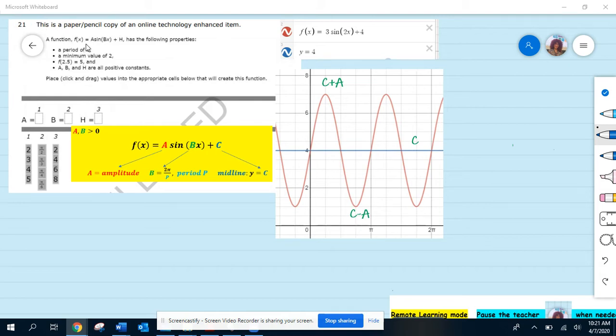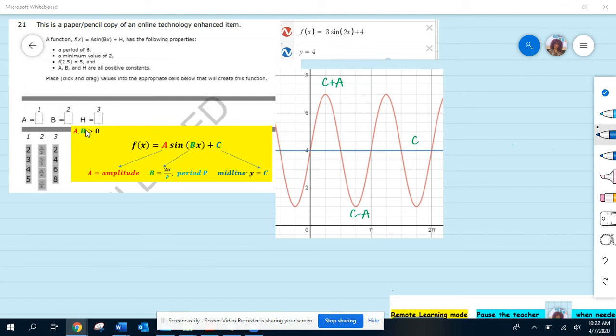Today we'll solve problem 21 from the Math 3 EOC exam. Let's see. We have a sine function that has the following properties. The period is 6, the minimum value is 2, and the value of f at 2.5 is 5. It is required to find the values of a, b, and h.